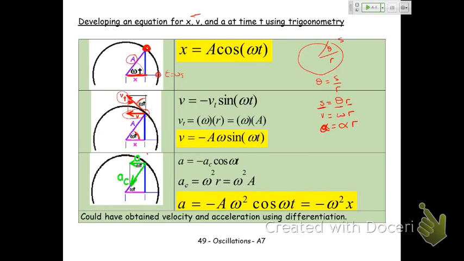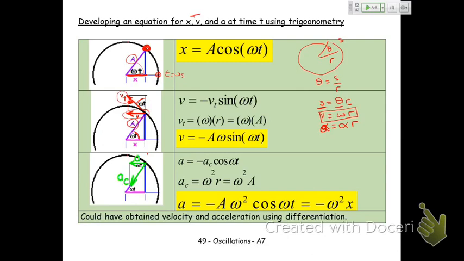So I learned this pattern. For my velocity, I can say my tangential velocity is equal to my angular velocity times my radius. And I know that my radius, of course, is my amplitude. So I get this expression, which is v is equal to minus A omega sine omega t, by substitution.